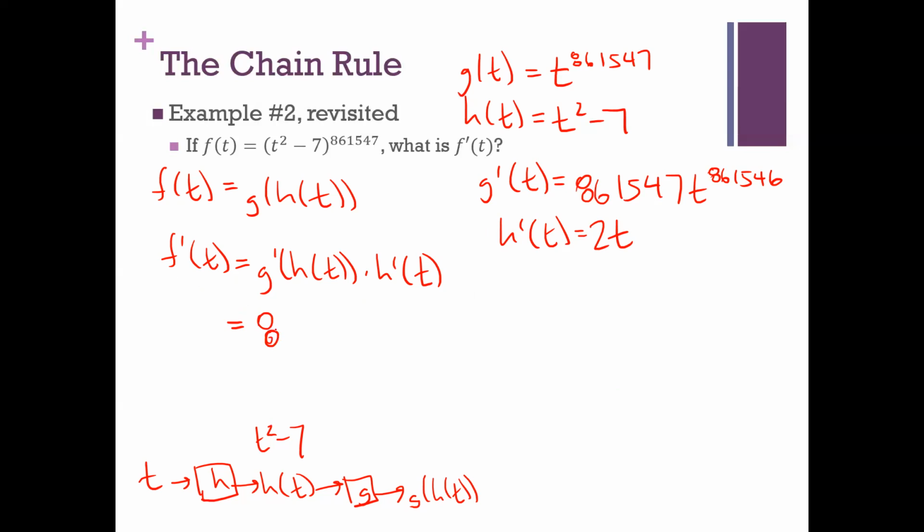It's going to have the same basic structure, 861,547. Is it going to be t to that power? It's going to be t squared minus 7. It's going to be h of t raised to that power, which we decided a while ago was t squared minus 7. So 861,546. So that's that outer layer of the derivative, and I multiply that by what? 2t. And I would multiply those two terms, but I don't want to double that number. That's fine.